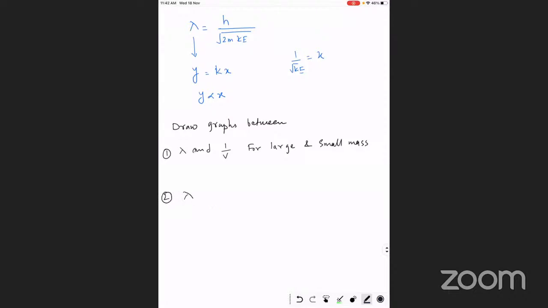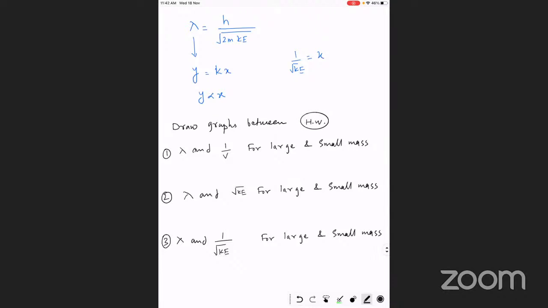Second, draw graph between lambda and under root kinetic energy for large mass and small mass. Third, draw graph between lambda and 1 by root KE for large mass and small mass. Your homework. In the next class, you will explain it to me. Shreya, you please remind me I gave this homework, okay? So that we can discuss in the next class. Yes, sir.